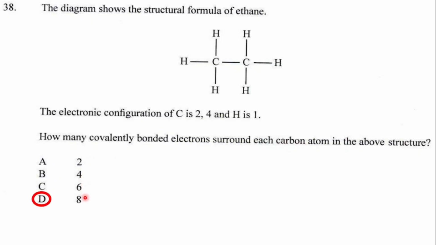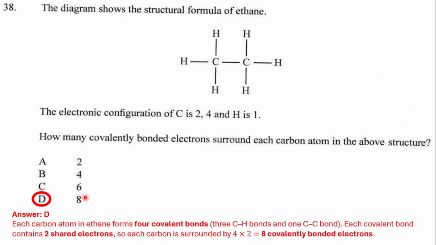The correct answer is definitely going to be 8. Now you may say, well, why 8? Well, it's 8 because each carbon in ethane forms 4 covalent bonds. So we have 1, 2, 3 CH bonds, right? 3 CH bonds, and 1 C to C bond. So that's 4, right? So each carbon atom in ethane forms 4 covalent bonds. So you may say, well, the answer is 4.